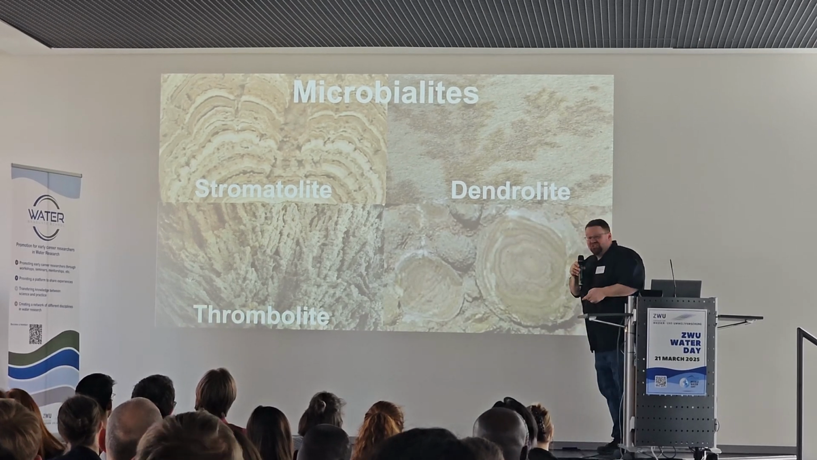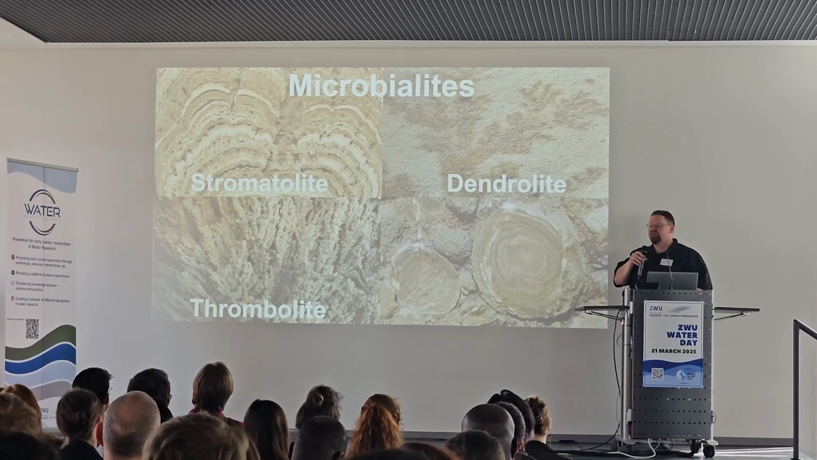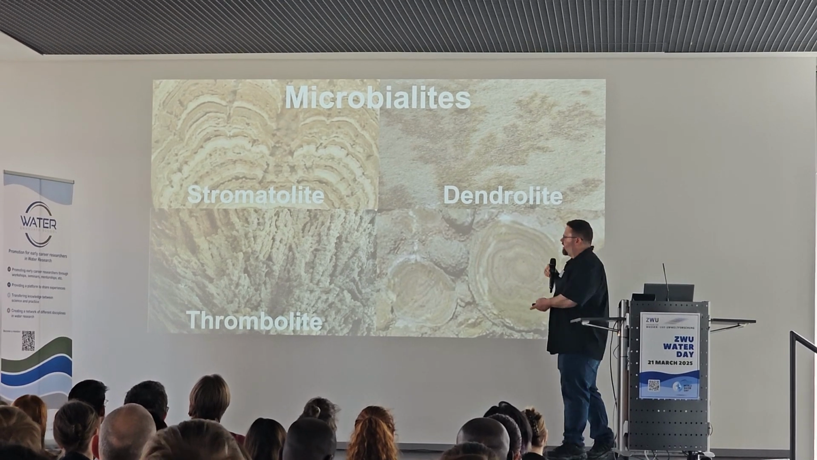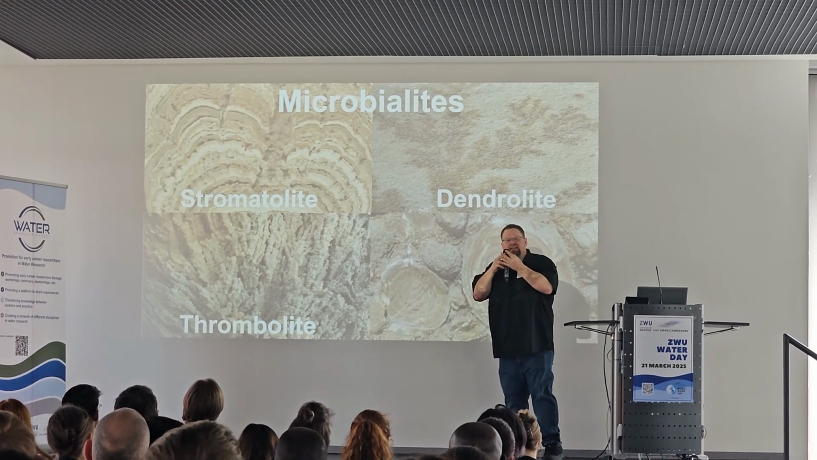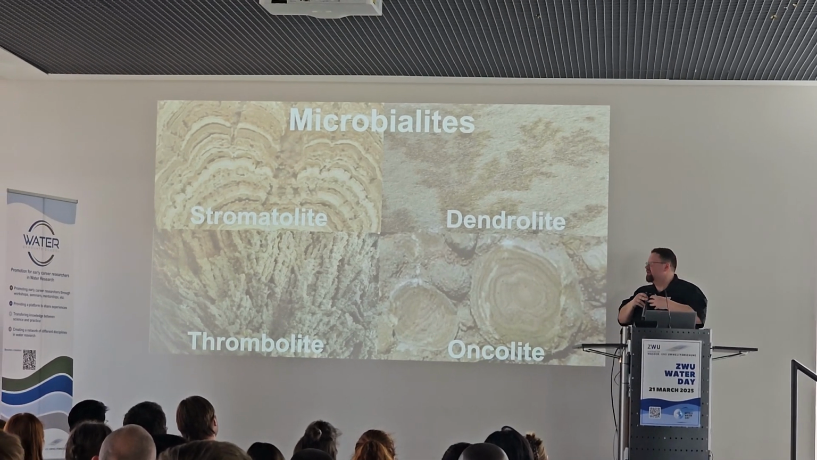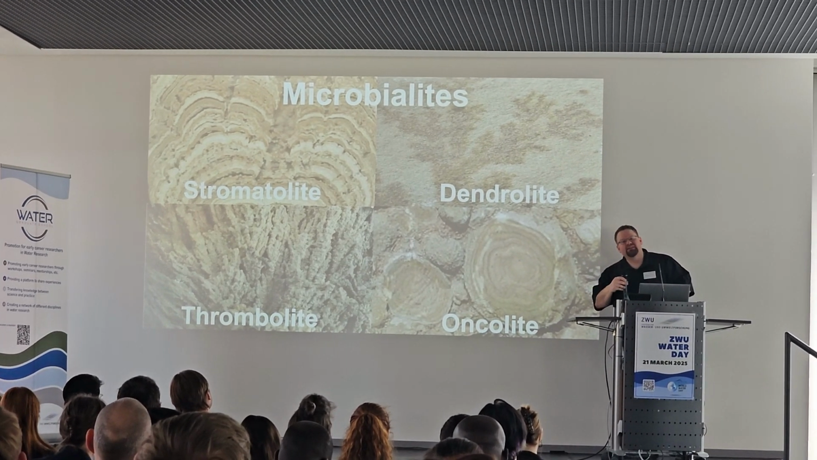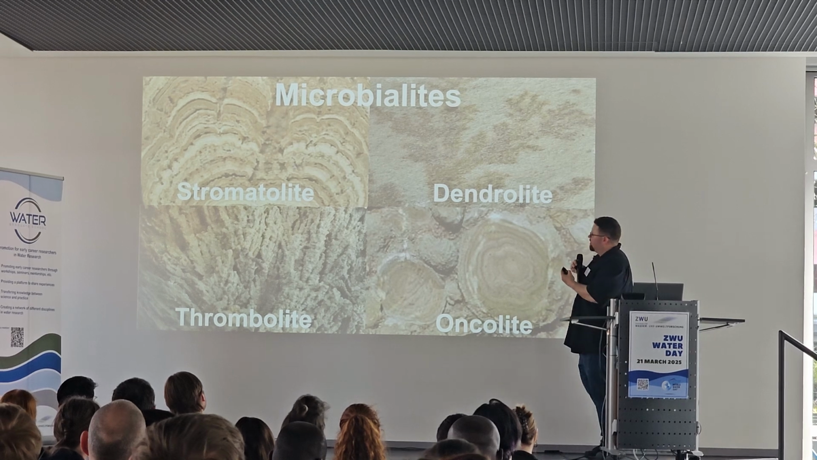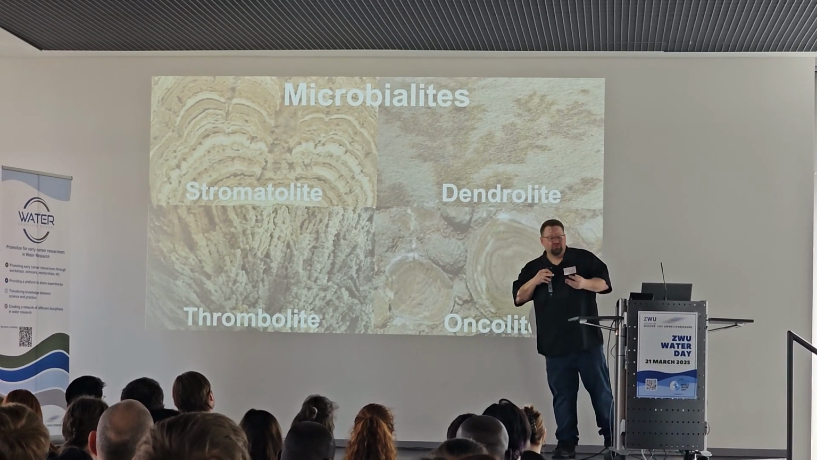The ones that we see most commonly are thrombolites. Thrombus meaning clot, and you can kind of see there that they're clotted together, the carbonate minerals. And then lastly, we have oncolites, which are kind of spherical structures. And then we have leiolites, which I don't show here, which don't really have a defined structure.